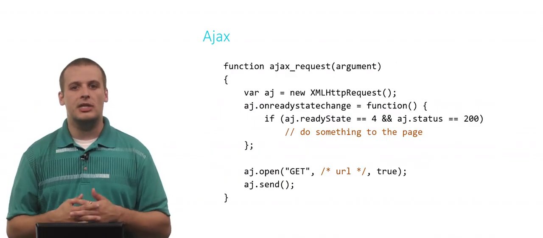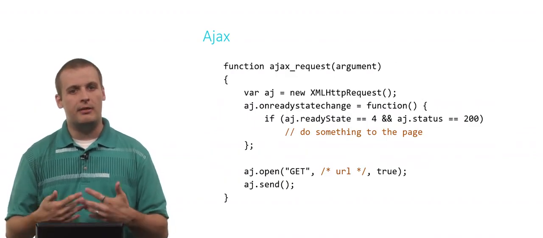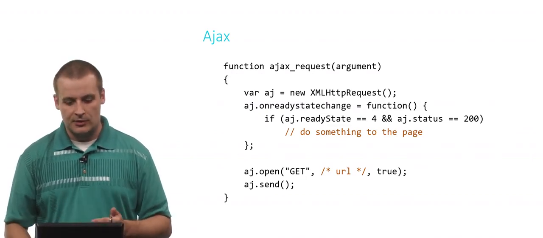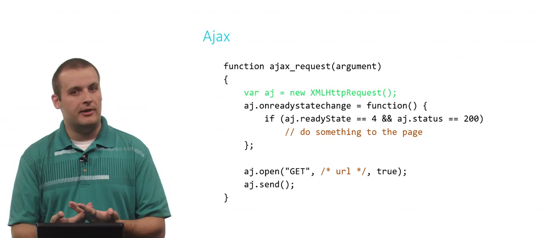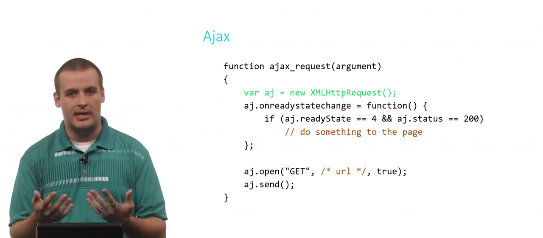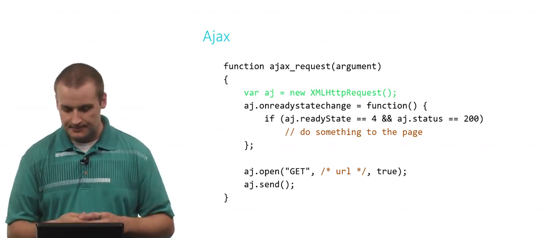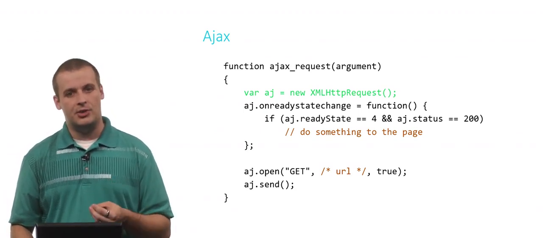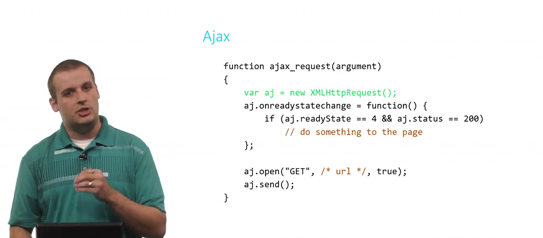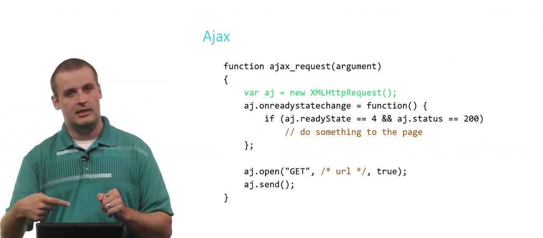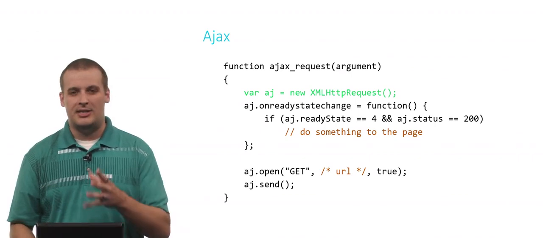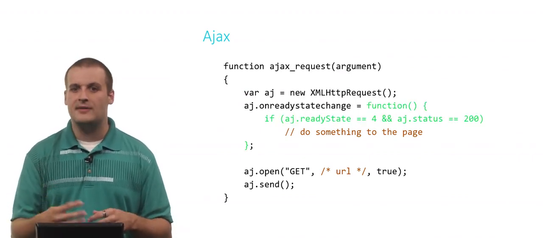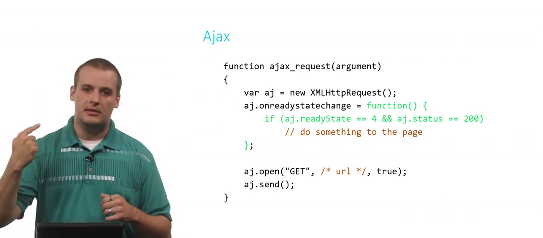So here is a JavaScript function that is preparing, opening, and sending an AJAX request. The first thing I would do is create my new XML HTTP request. I'm going to, again, assign it to a random variable, this time called AJ for AJAX. Then I'm going to define a function that is going to execute on the ready state changing. So every time the ready state changes, this function will execute. But as you can see, it's only really going to do something eventually once the ready state is 4 and the status is 200.